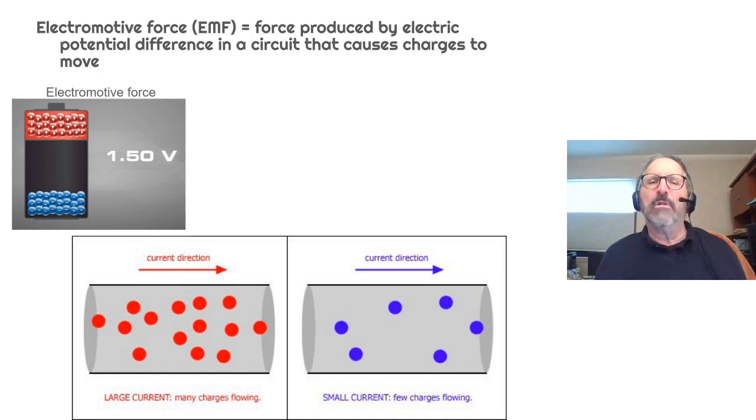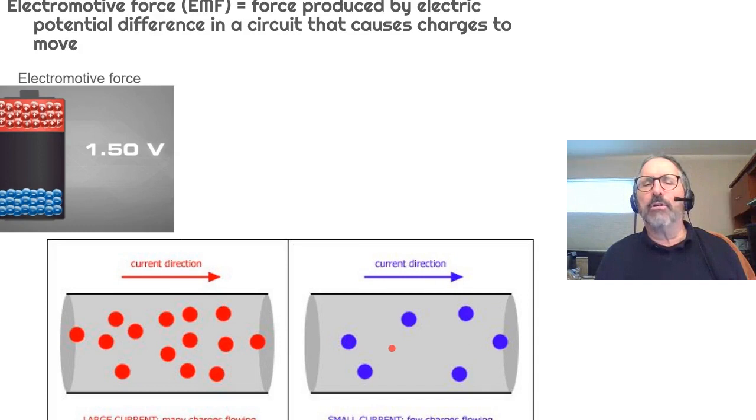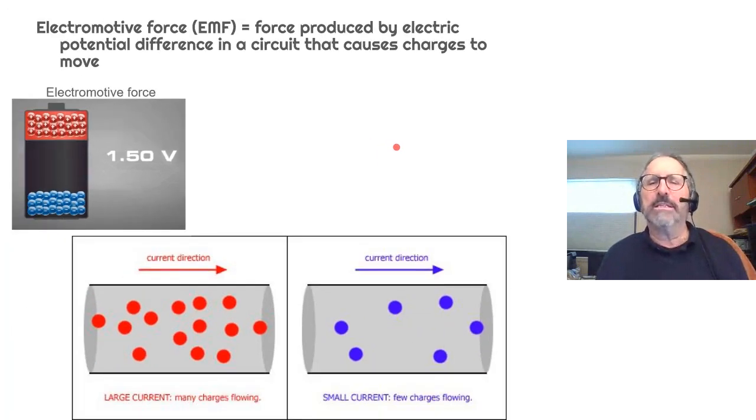Participation here. So electromotive force is the force produced by a potential difference in a circuit and causes the charges to move. Current is that flow of electricity. You can see this is a large current, trying to give you a picture of that. A lot of electrons moving, right? And then a small current, a few electrons moving. If you get too many going at once, you can actually burn up your wires. So that can be a dangerous thing.